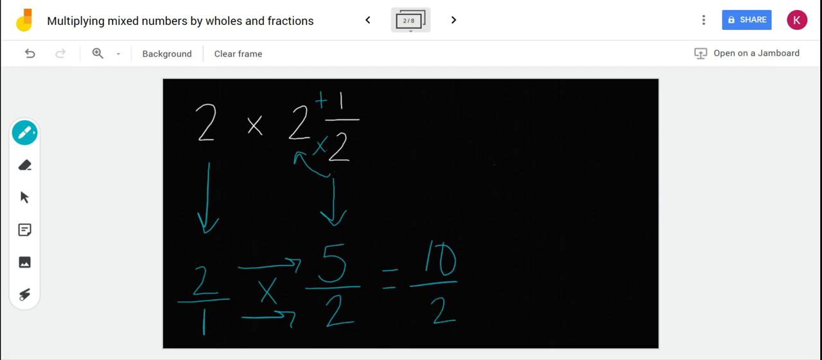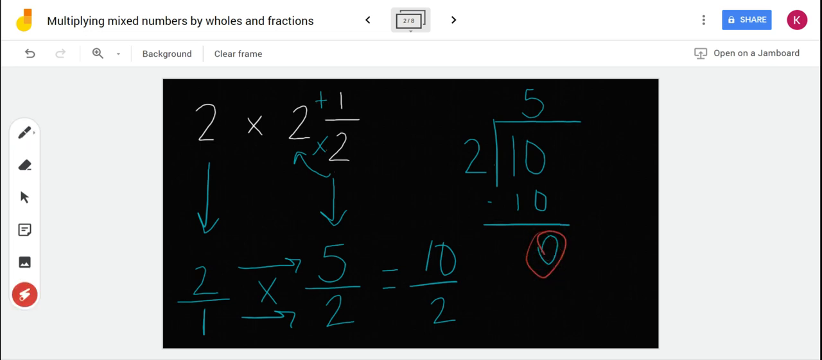But this is an improper fraction. So if I were to change this improper fraction to a mixed number, we are going to take 10, that's the numerator, and divide it by my denominator of 2. And 2 goes into 10 5 times. 5 times 2 is 10. And when I subtract, I get nothing left over. So my answer here is a whole number of 5, and I don't have a fraction to go with it because I had nothing left over down here. And when I have nothing in a fraction, that fraction does not actually exist. So my answer here is just 5.